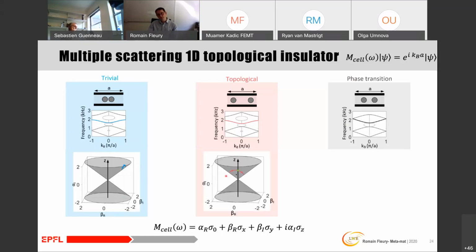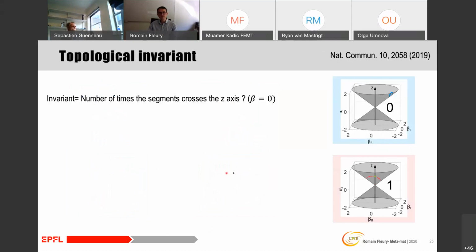Now, I look at this topological case and I see something similar. I start on the cone at the center of the Brillouin zone, and then I come back to go to the other edge of the Brillouin zone. The difference between the two is that this one crosses the axis of the cone. In the boundary case, my segment touches the tip of the cone. So I can conjecture that maybe the topological invariant is the number of times that I cross the axis of the cone. So I make this proposal.